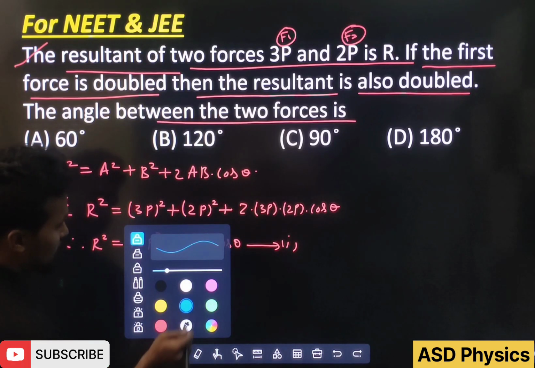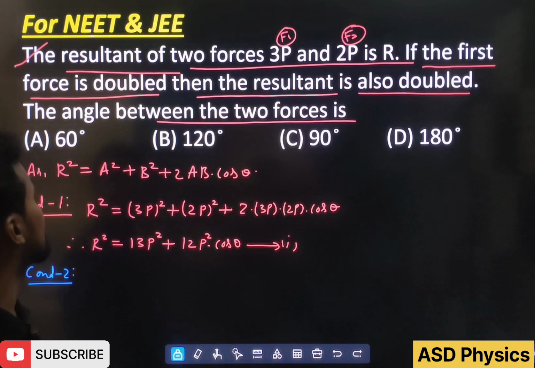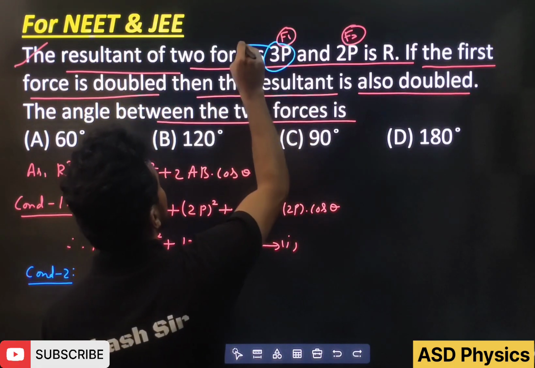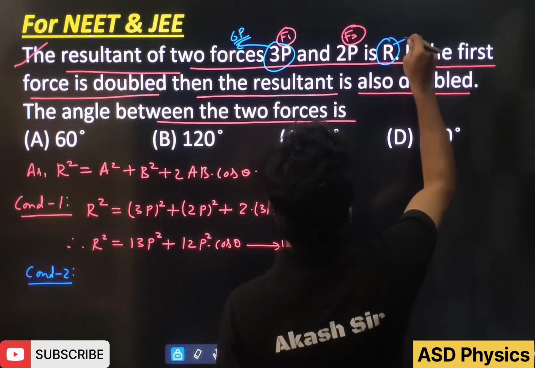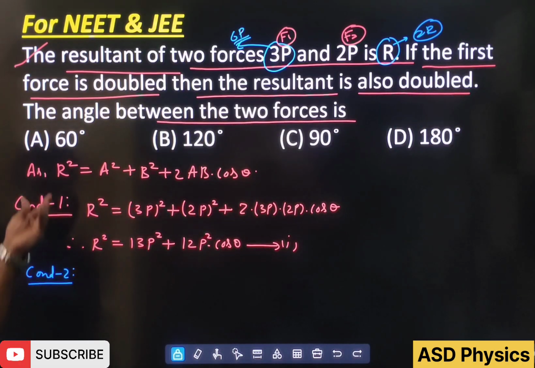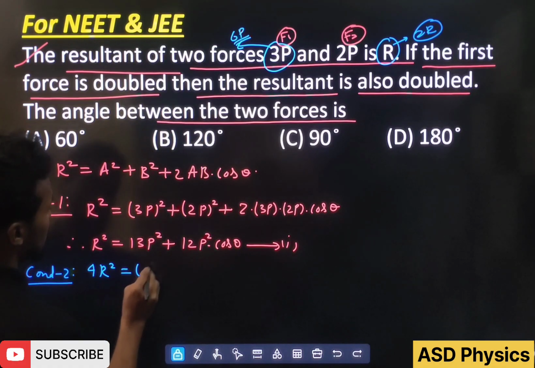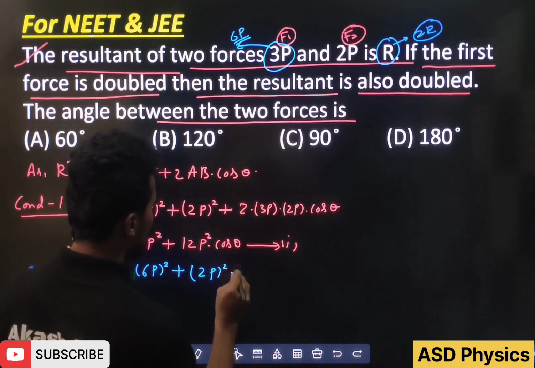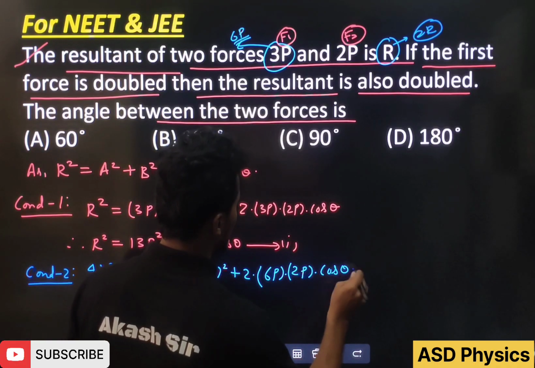Now condition 2. They are telling that if the first force is doubled, this 3P is going to become 6P. When 3P becomes 6P, R will become 2R. So 2R whole square becomes 4R square, equal to 6P square plus 2P square plus 2 into 6P into 2P. Same angle, nothing else is mentioned.